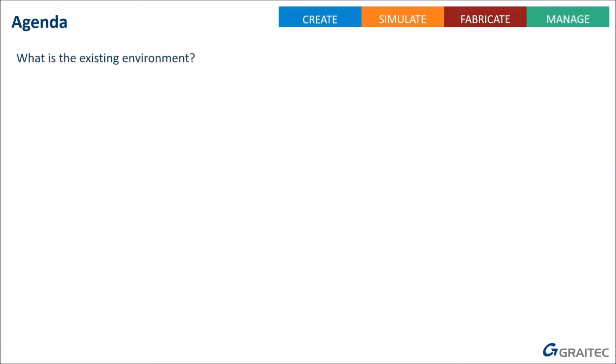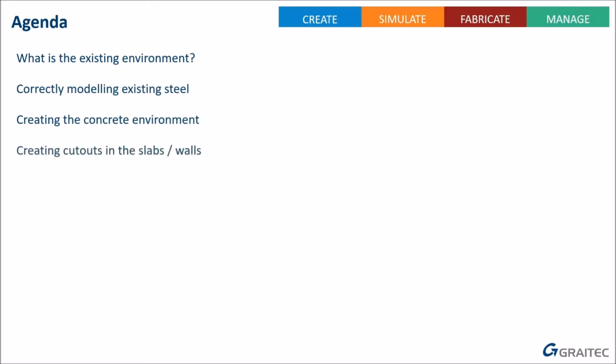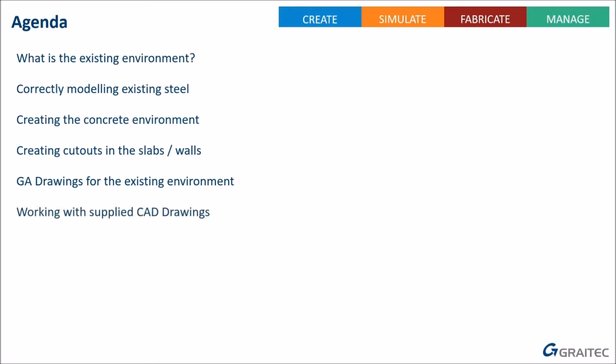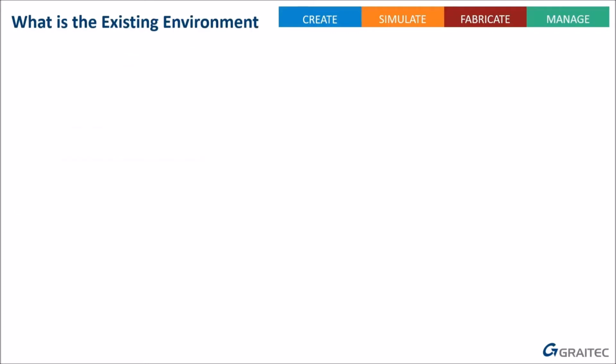So today we're going to look at what is the existing environment, how we go about correctly modelling that existing environment, creating the existing environment if it's concrete, creating cutouts in the slabs and the walls, looking at what we can do with GA drawings for the existing environment, and then we'll look at working with any supplied CAD drawings.